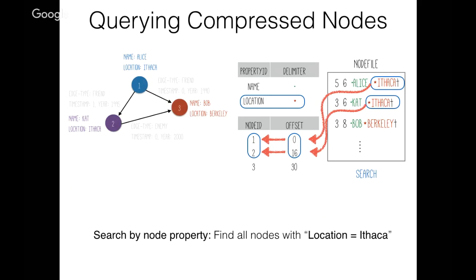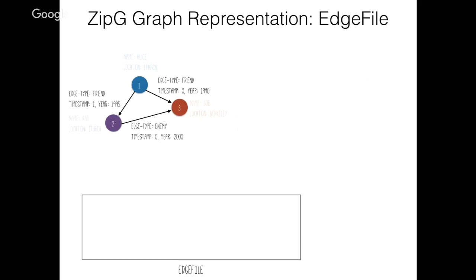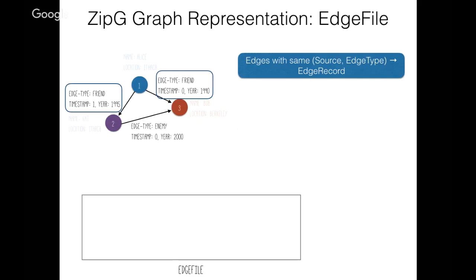Okay, once we have the offsets of the term Ithaca in the node file, we can translate them back into the node IDs by performing binary searches on this sorted array of offsets. This is a simple example of how queries are executed on nodes. Next, I'm going to describe how edges are represented in ZipG. Now, in order to transform the edge data into a flat unstructured file, ZipG organizes all the edges with the same source node ID and edge type into a single edge record. Now, this edge record is similar to the adjacency list of a node, but instead it is partitioned by the edge type.